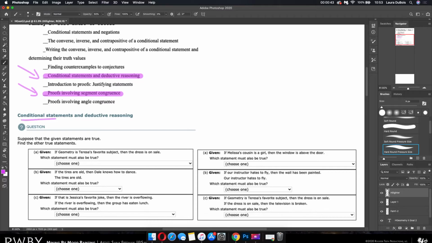When we're dealing with conditional statements and deductive reasoning, this is not my favorite topic, not because the work is hard, it's actually very straightforward, but you're taking a lot of different things and dumping them in one topic. So you're going to be looking at truth statements, specifically something called the contrapositive. You're also going to be looking at the law of detachment, and then the one that's the most fun to say, the law of syllogism.